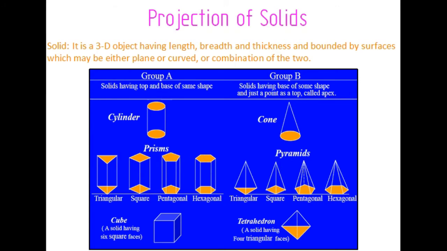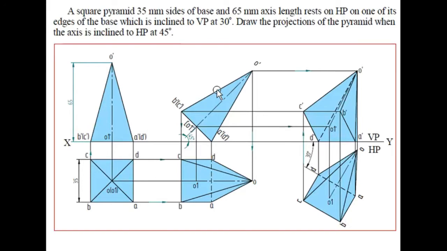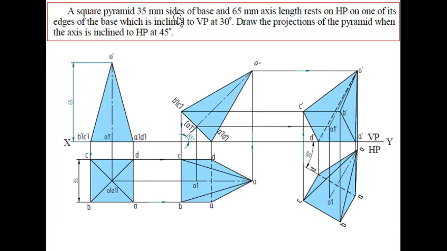So now in today's class I will be explaining. To understand the problem, I have taken an example of a square pyramid. A square pyramid, 35 mm side of base and 65 mm axis length, rests on HP on one of its edges of the base, which is inclined to VP at 30 degrees. Draw the projection of the pyramid when the axis is inclined to HP at 45 degrees.